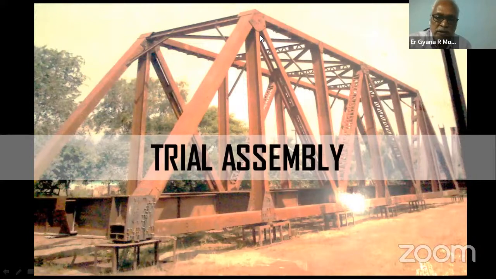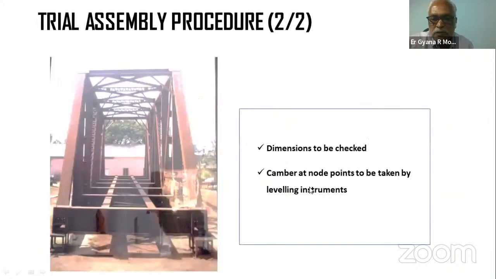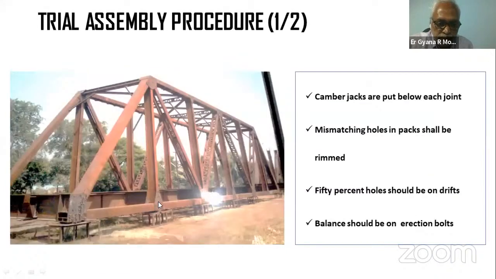And after the bolting is done, then it is left, then you get the camber. So camber jacks are put under every joint. If there is a little bit of mismatching of the holes, you can trim it here. 50% of holes should be filled with drifts.